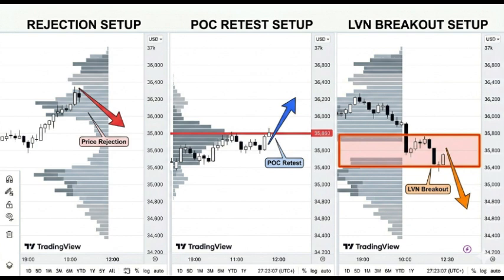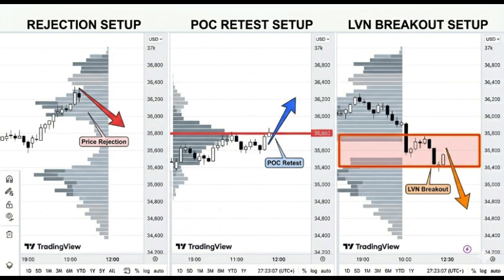Setup 1, rejection from VAH or VAL. Price reaches the edge of value, fails to accept outside, and moves back toward the POC. Setup 2, POC retest. Price leaves the value area, comes back to the POC, and either bounces or fails. Setup 3, breakout through an LVN. If price breaks through a low volume area and holds, it may move quickly to the next area of interest.